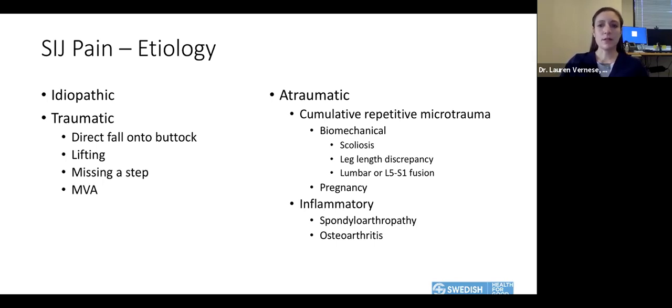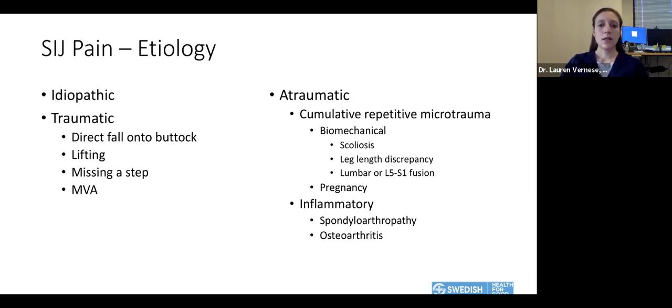Unfortunately, one of the main causes is known as idiopathic, meaning we just really don't understand what's causing it. Another main cause of sacroiliac joint pain, typically more acute, is going to be traumatic. So often I'll have someone coming in after a direct fall into the buttock, and at that point I'm trying to assess, did they actually just bruise their sacrum, do they have a fracture, or do they have now a sacroiliac joint dysfunction that's causing their pain?